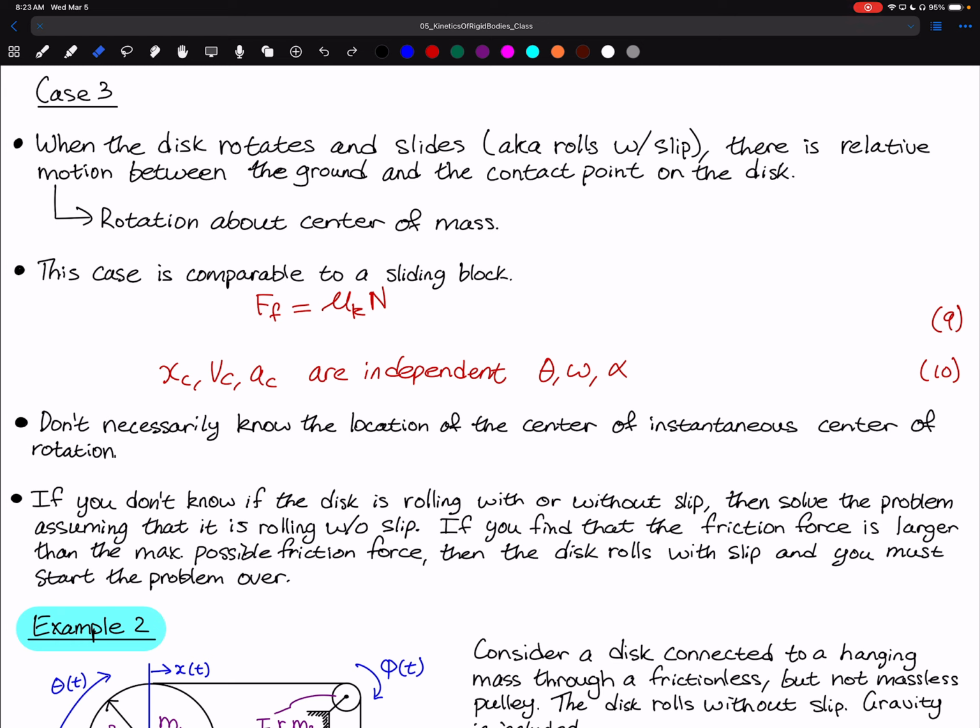Generally, you're told that the disk is rolling without slip or rolling with slip. That's my personal experience, having been a student and having taken exams on this stuff. You're generally told whether it's rolling without slip. That's probably what I would do as well, because the problems can be long, and having to restart after going through all of that analysis ends up just costing a ton of time.